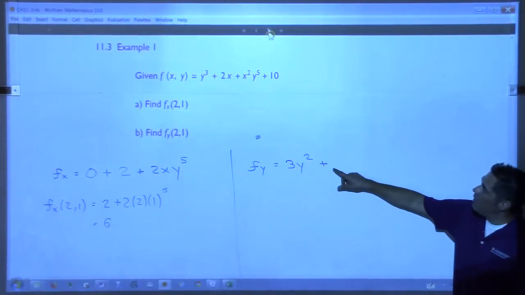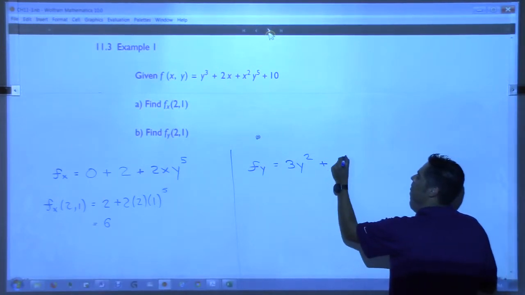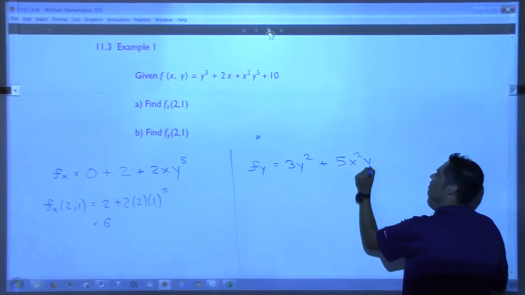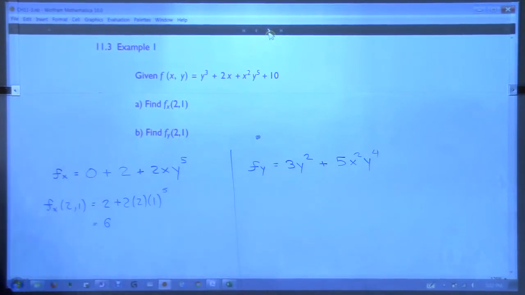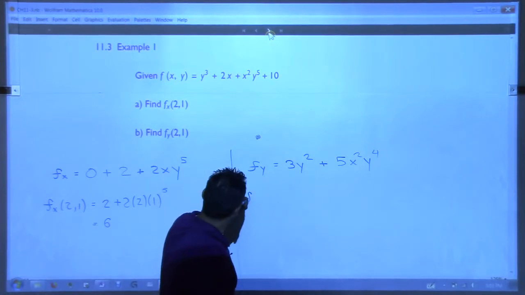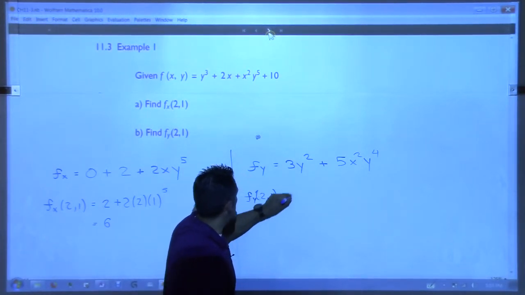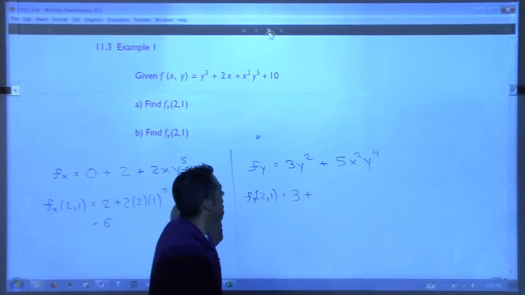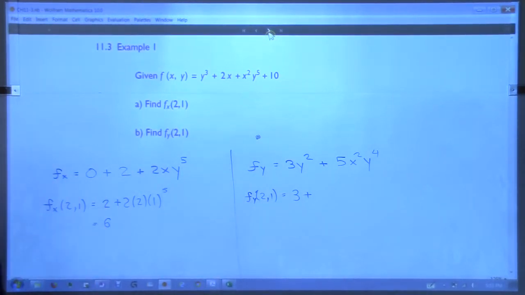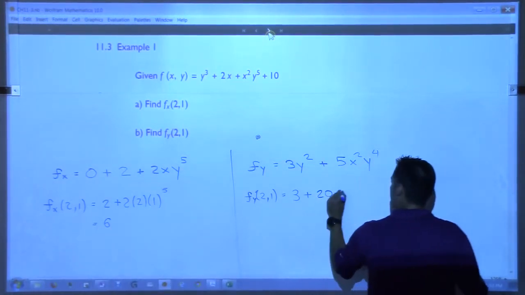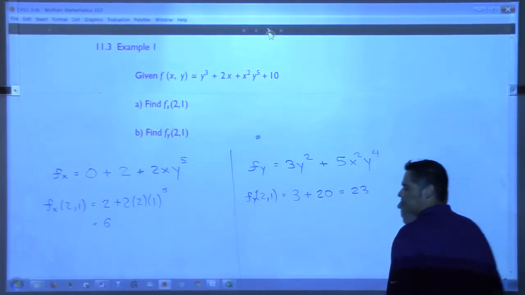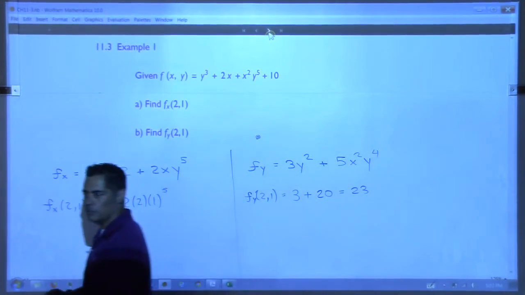All right, so that's that. And then, okay, so we said this was going to be 5x squared y to the 4th, and there's nothing else, right? That takes care of everything. And now we need to plug in 2, 1. So this is 3 plus 20, right? 3 plus 20? So 23. Yes?